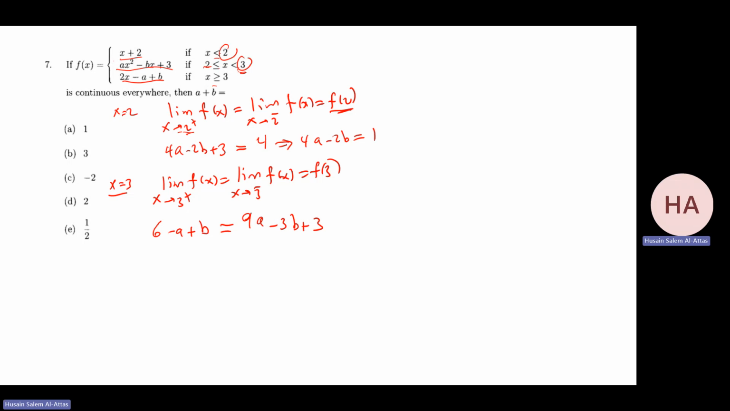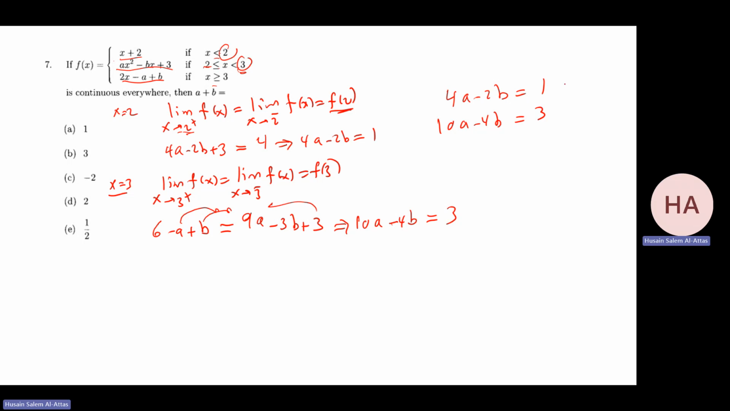So let's rearrange it. I take everything to this side, so I have 10a minus 4b equals 3. This one, take it to the other side. Don't take the 6. Equals 3. So I have these two equations, 4a minus 2b equals 1, and 10a minus 4b equals 3.